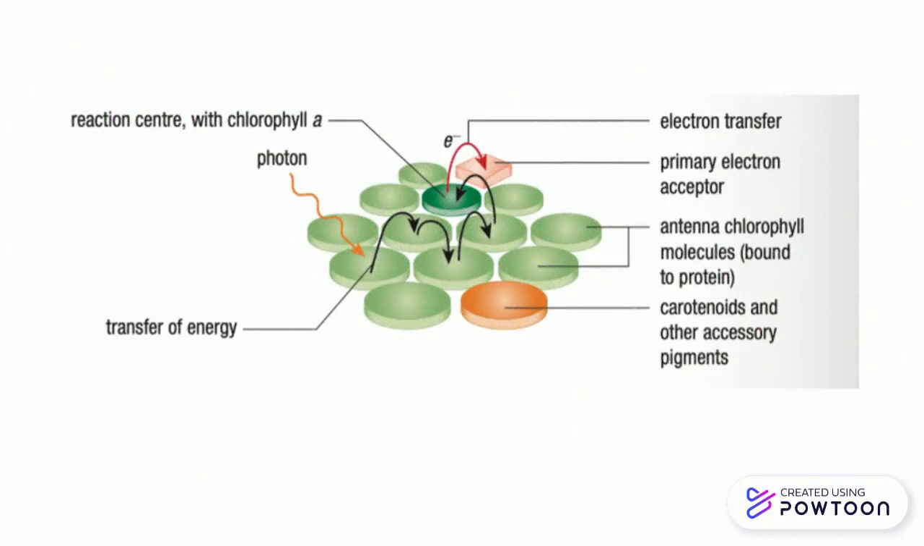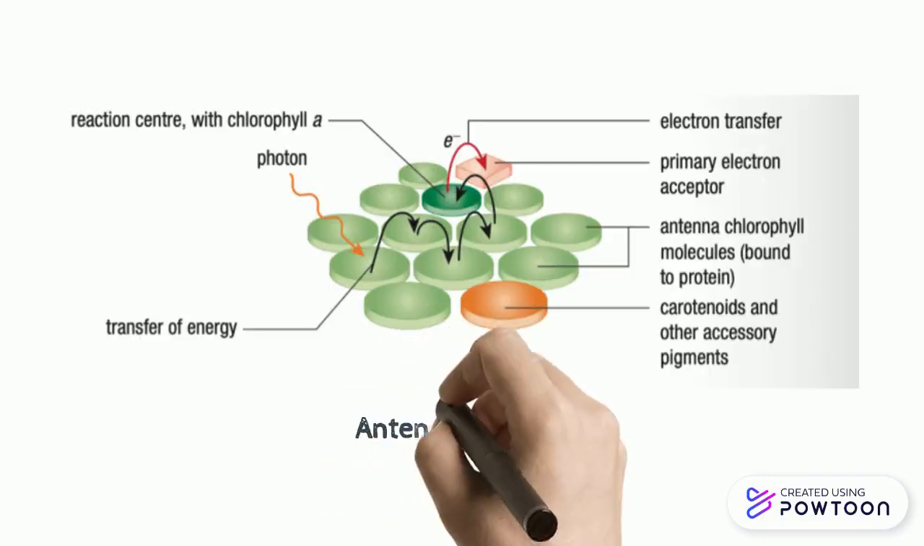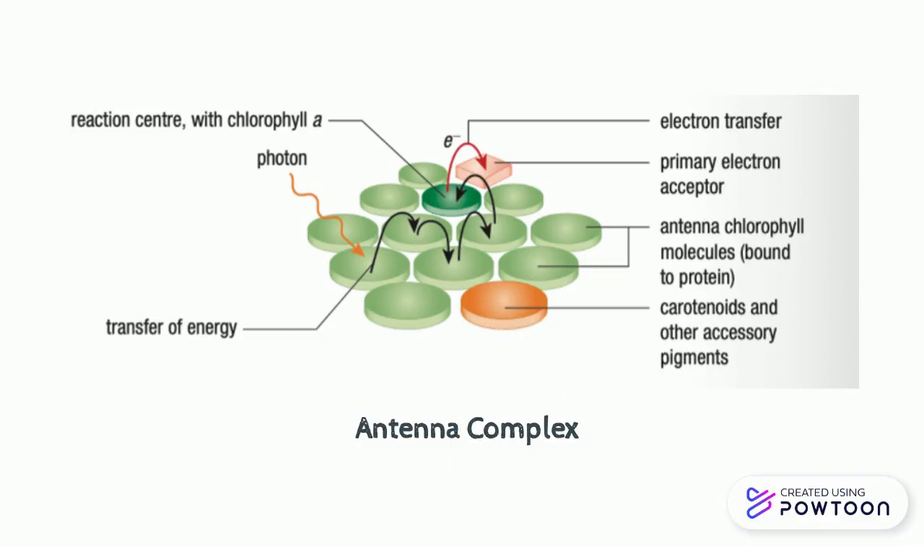Carotenoids and chlorophyll B transfer this excitation energy to molecules of chlorophyll A, and they are referred to as accessory pigments because they do this after the light absorption. This set of accessory pigments is called the antenna complex, as we previously mentioned, and this antenna complex captures light energy and transfers it to chlorophyll A molecules. The antenna complex also transfers light energy to the primary electron acceptor in the reaction center at the same time.